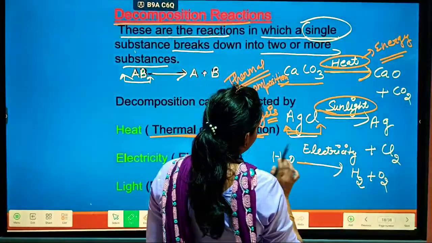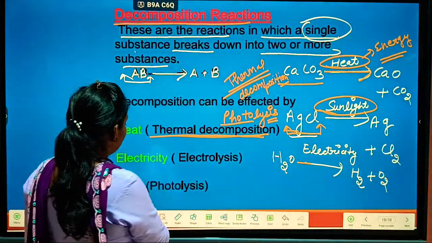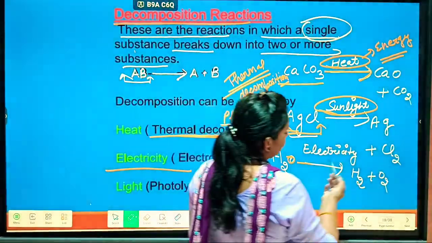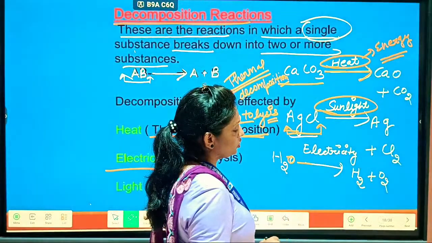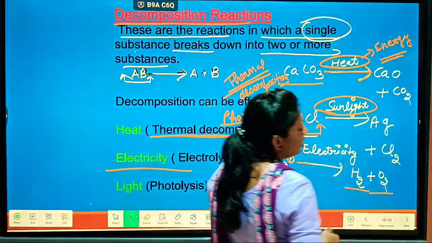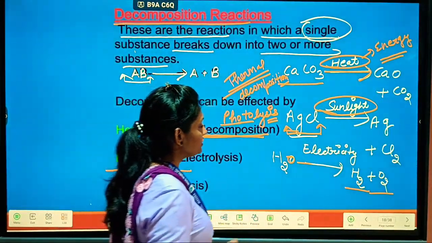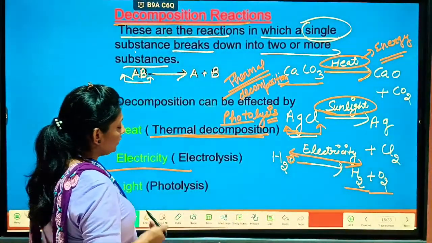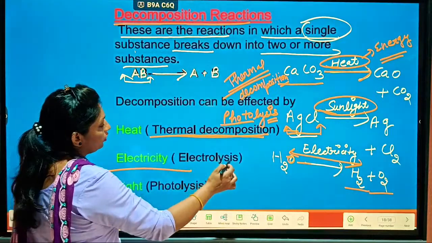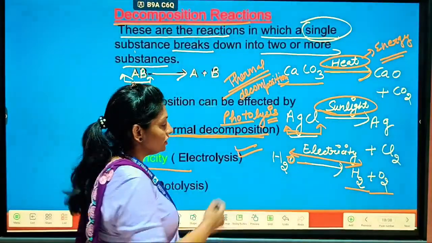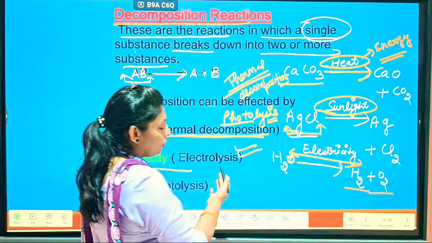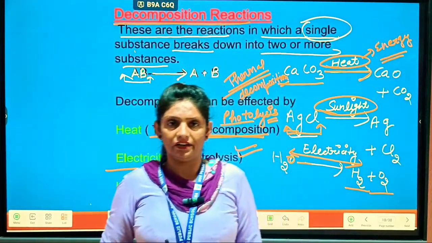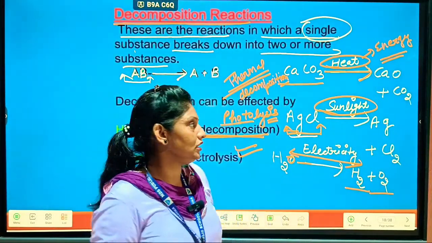Here students, if we do decomposition in presence of electricity, like we decompose water by passing electricity through it, then it can be decomposed into hydrogen and oxygen. So students, if we provide energy in the form of electricity, then that type of decomposition is known as electrolysis. Electrolysis: lysis means breakage, electro means electricity, means breakage takes place in presence of electricity. Okay students, I hope it is clear to you.